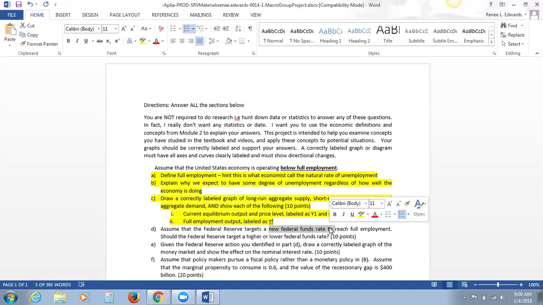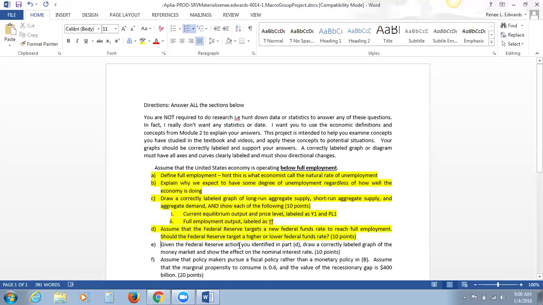And then you need to know furthermore from chapter 33 that there's a multiplier effect, which is what it's talking about here. So assume the Federal Reserve targets the new Fed funds rate to reach full employment. Should they go higher or lower? They definitely want to go lower because we are in a recessionary gap. What they want to do is lower the Fed funds rate.